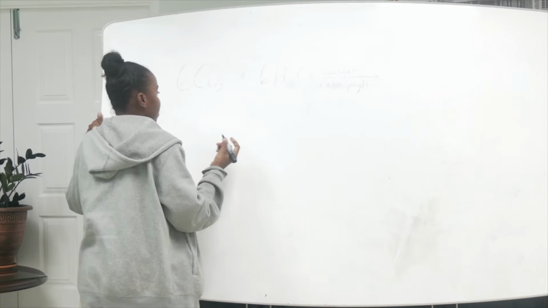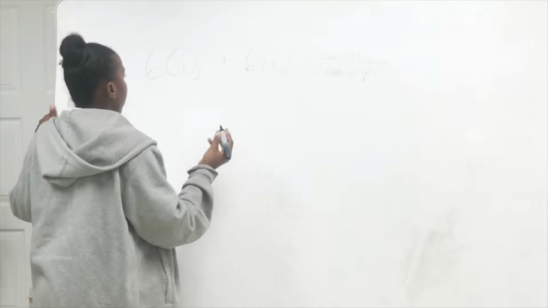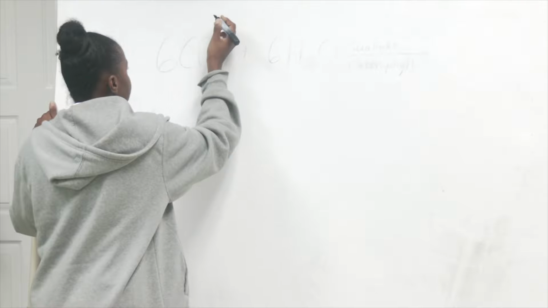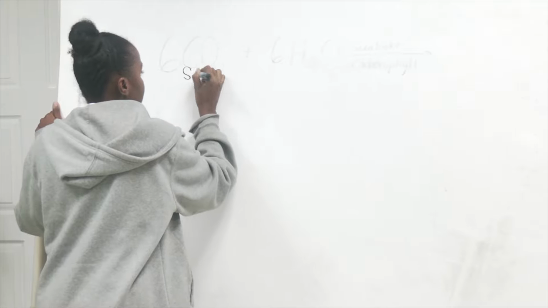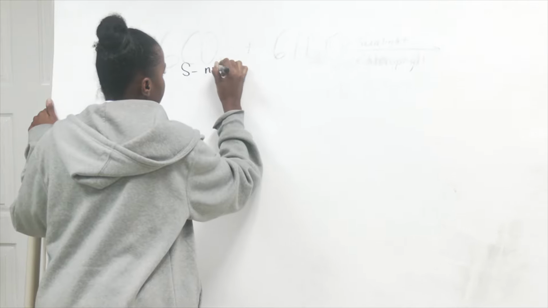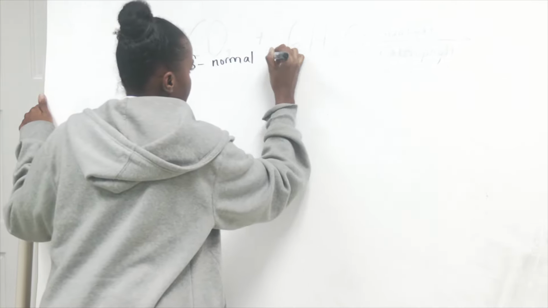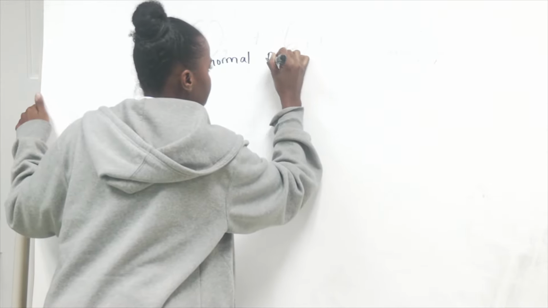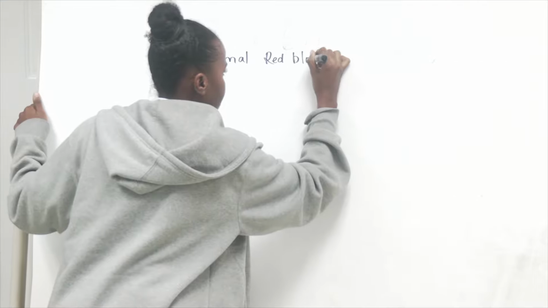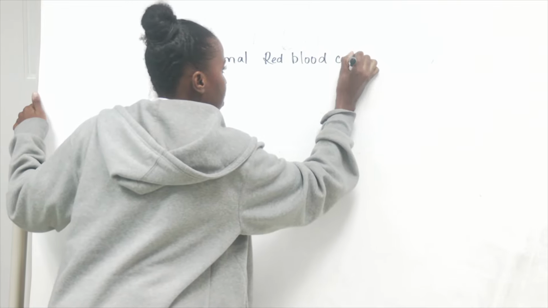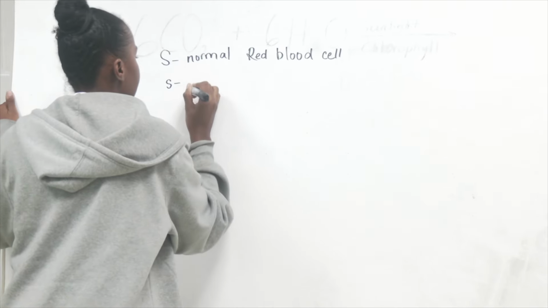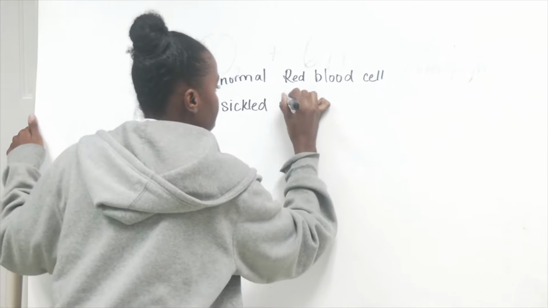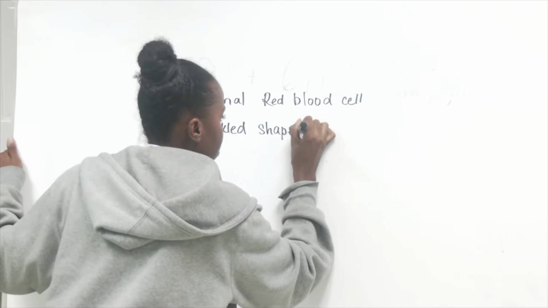All right. Okay, so first we're going to write the different symbols and what they mean. So for this question, we're using S. We'll use capital S to indicate that the person has a normal shaped red blood cell, and then we'll have a small s to indicate that they have a sickled shaped red blood cell.